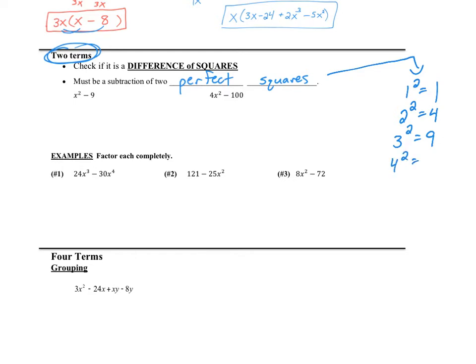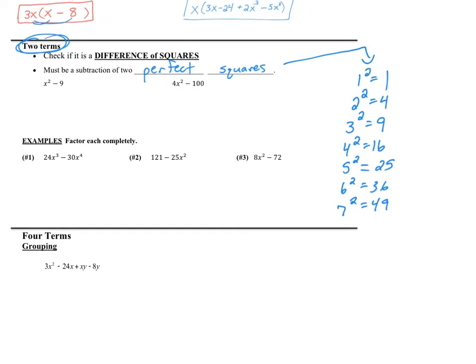So what would that be? What's 4 squared? 16. What's the next one after 16? 5 squared, which is 25. 6 squared is 36. 7 squared is 49.